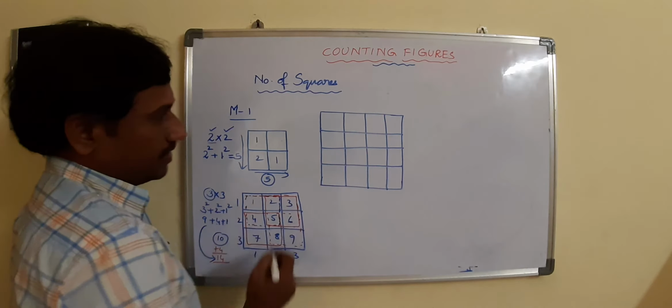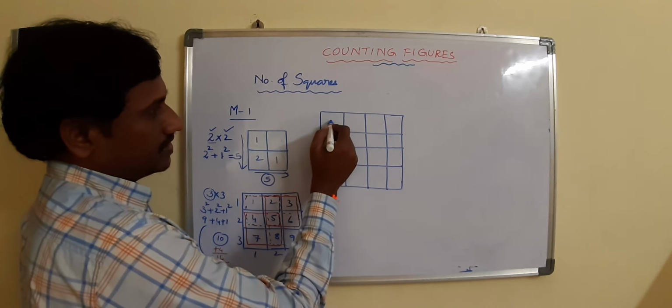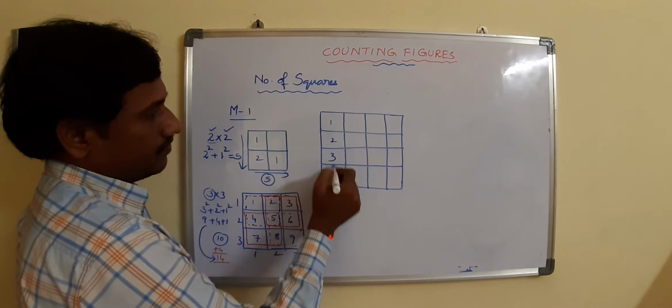Now we'll apply the logic here. Here how many squares vertically? 1, 2, 3, 4.